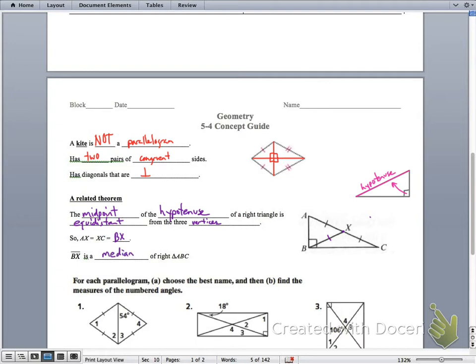BX is the median of the right triangle ABC. If you remember the definition of the median, it's a segment that goes from the vertex, in this case the right angle vertex B, to the opposite side, the opposite midpoint, which in this case is X.